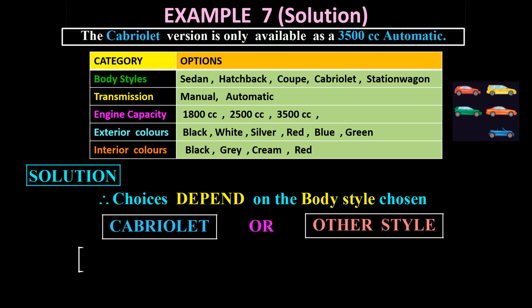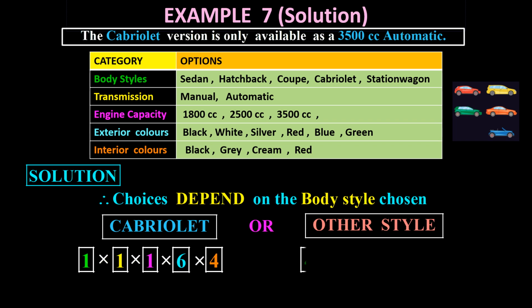Now let's choose a cabriolet. For the cabriolet, the body style, it's fixed, so that's just one, right? Transmission only comes in automatic, so no choice for the transmission. Engine capacity, only one choice there, right? And then exterior colors, we still have all 6 colors available, and then for the interior we'll all have 4. So here we're going to apply the product rule.